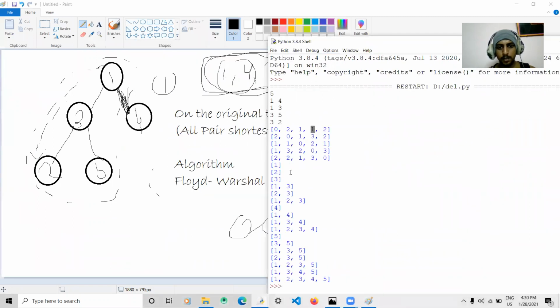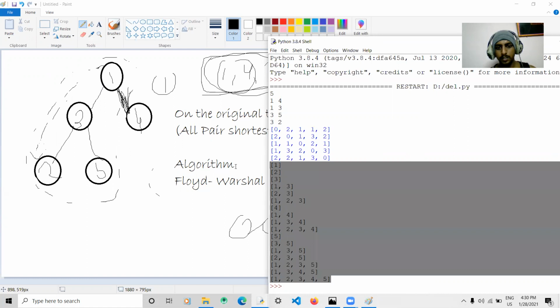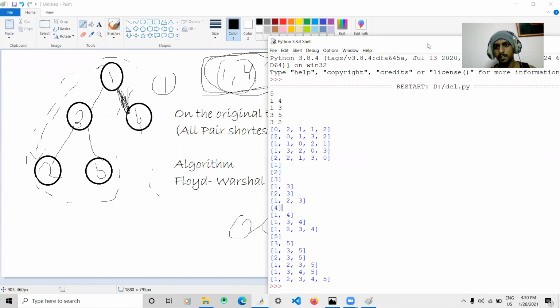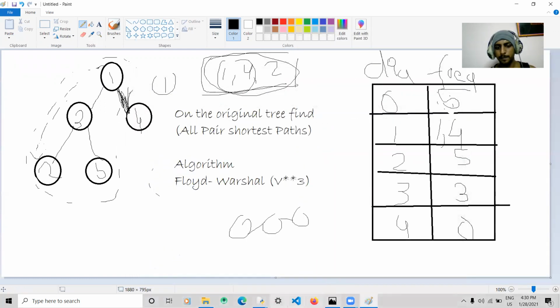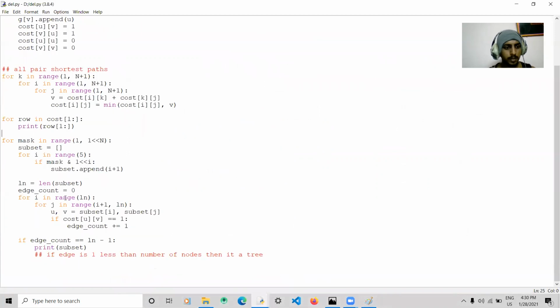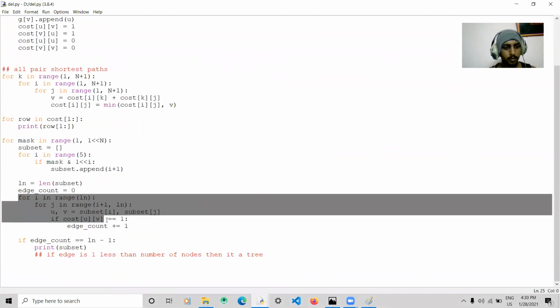And these are all our good subsets. 1 3 is also good. They are connected. 2 3 is also good. They are connected. 1 to 3 is also good because 1 is connected to 3. 1 4 is good, and others are good. So as you can see, these are the only good subtrees. We figured that out in n squared time complexity, running two loops.